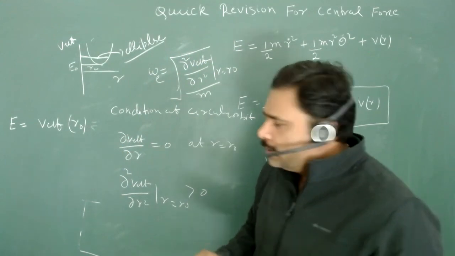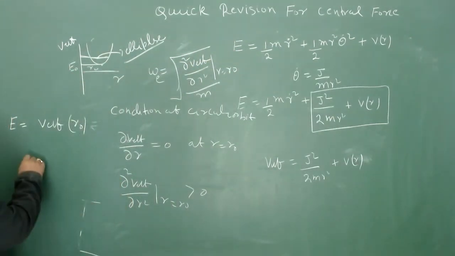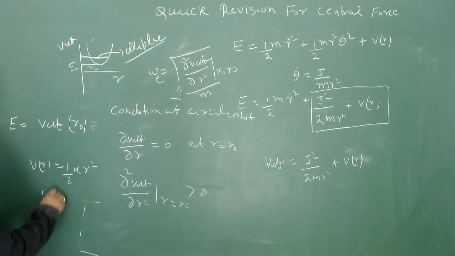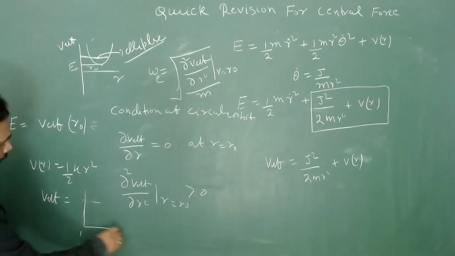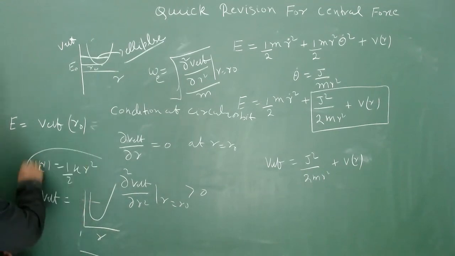So at least you have to work on mainly two types of potential. First potential is V(r) equal to half k r square, and for that your V effective is something like this. So V effective versus R, you can plot something like this. So this is your V effective for half k r square.